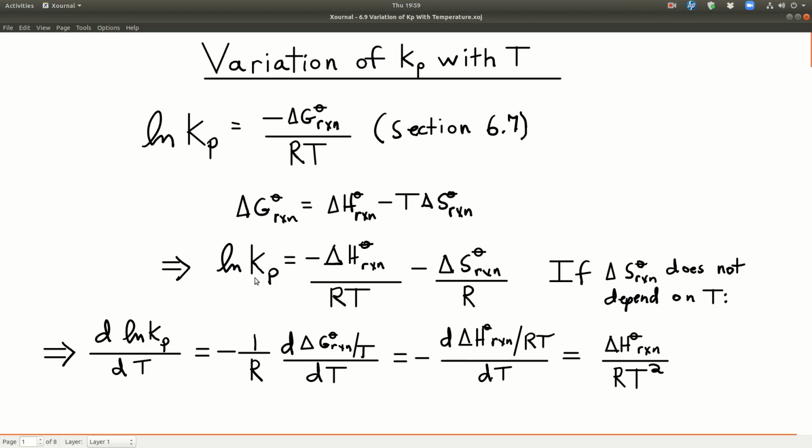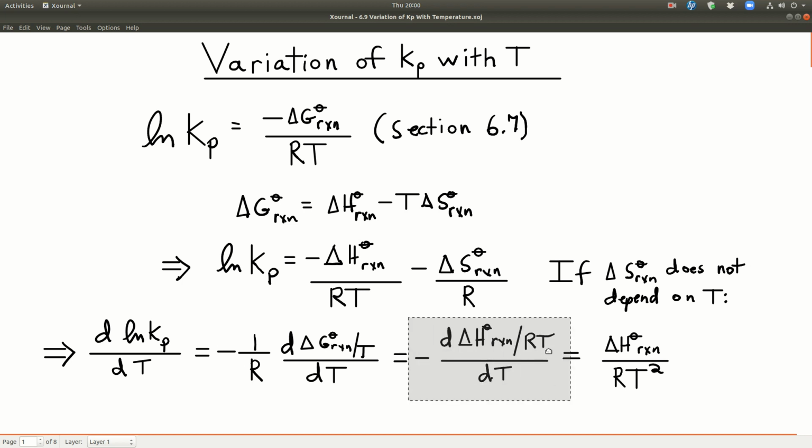So if we take the differential on both sides, if delta S does not depend upon temperature, at least not significantly, then this term has no temperature dependence, and the derivative of that term with respect to T is 0. It goes away. So we just get this term here, the derivative of that with respect to temperature. So we have d ln Kp dT equals d of that dT right here.